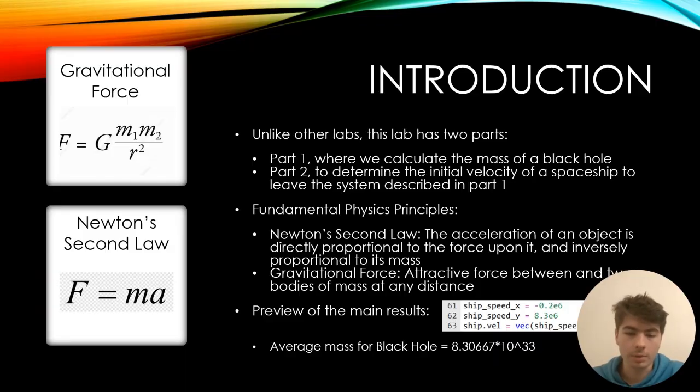So unlike other labs, this lab has two parts, part 1 and part 2. In part 1, we calculate the mass of a black hole, and in part 2, we determine the initial velocity of a spaceship to leave the system that we set in part 1.